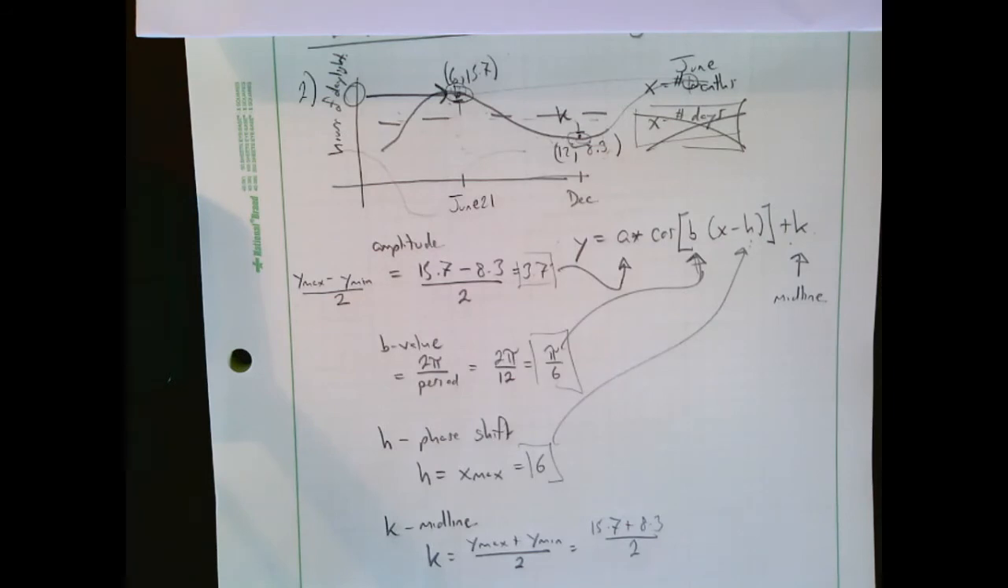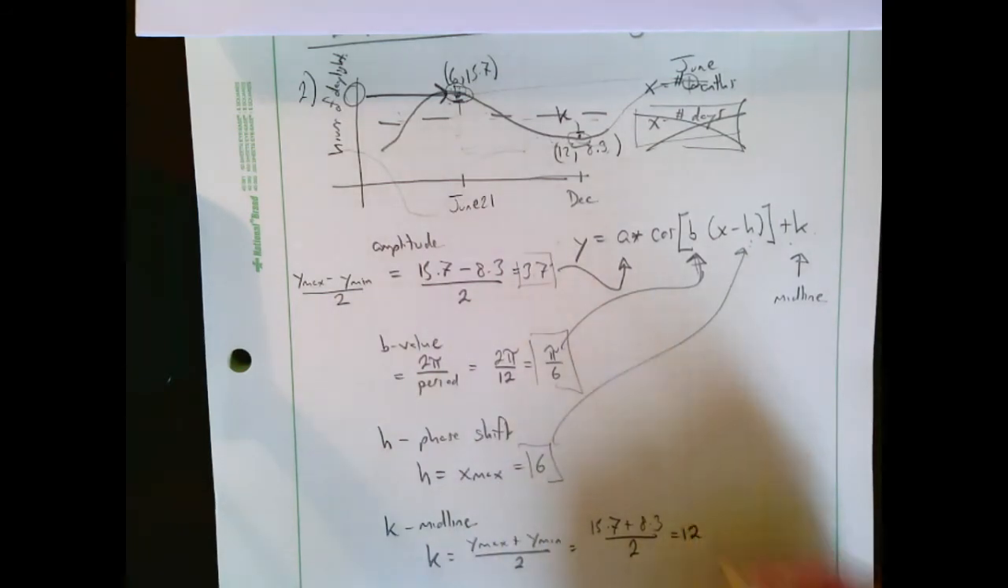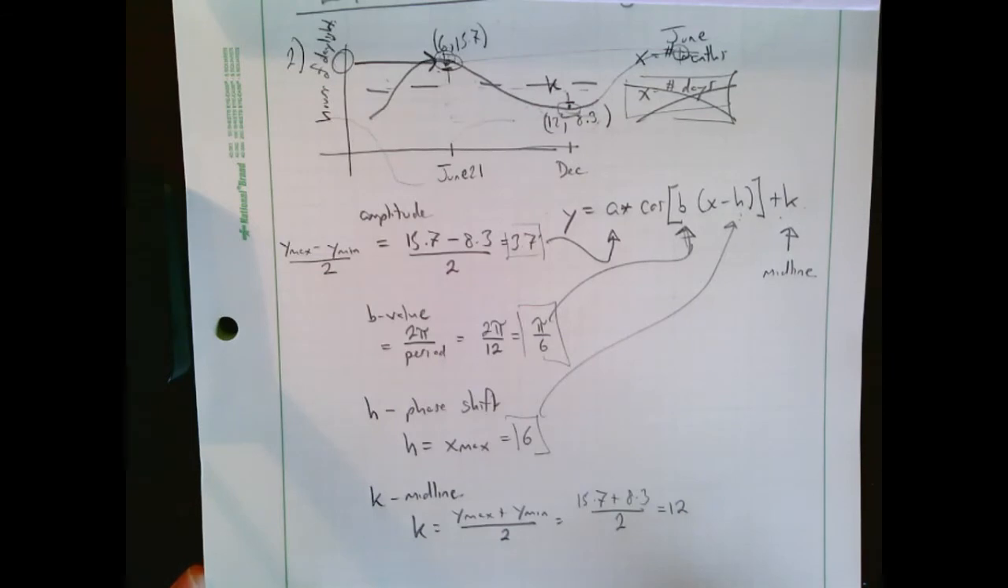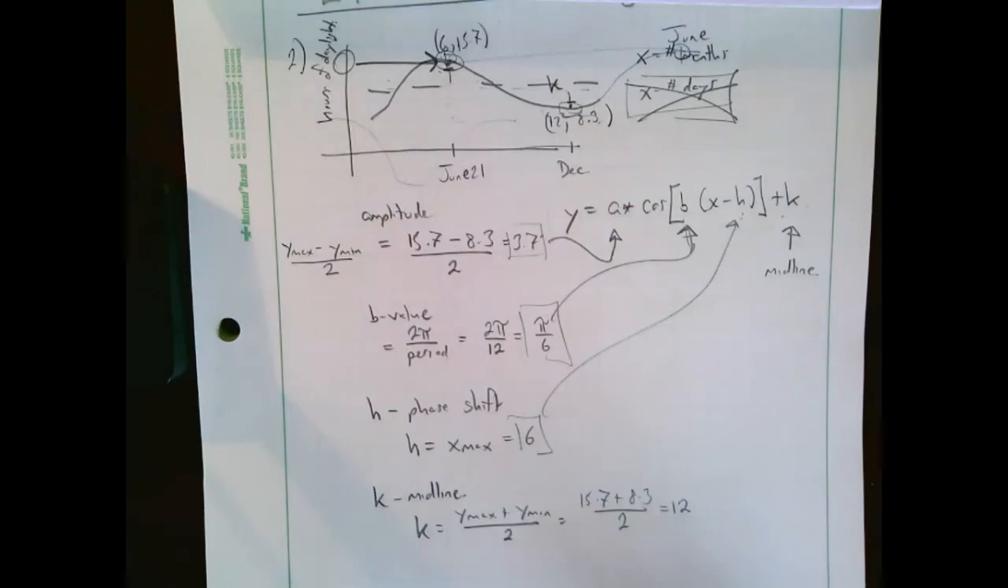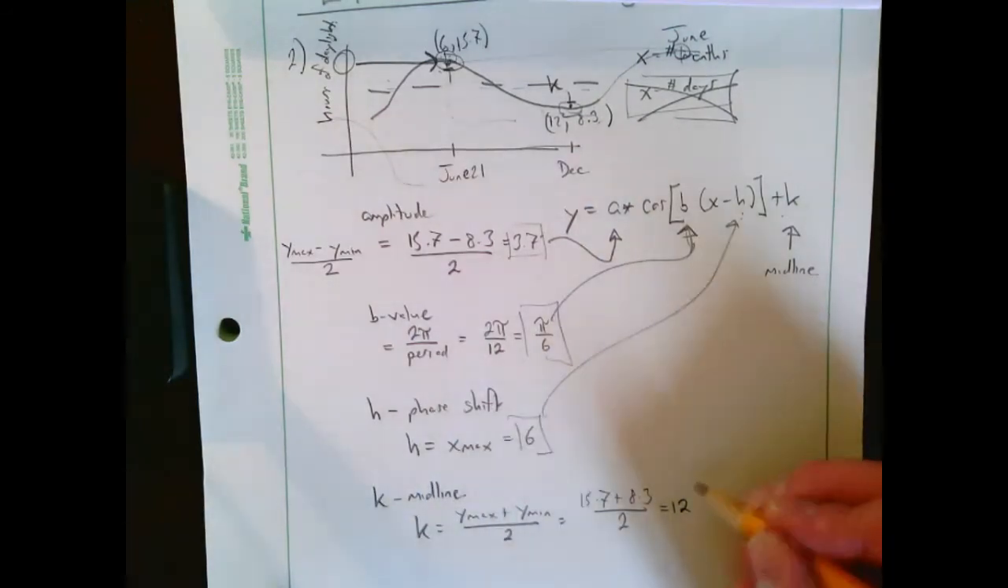So let's do this here. I've got 15.7 plus 8.3 is 24. Divide that thing by 2. It looks like my midline is 12, which makes sense that your midline is going to be 12 hours of sunlight a day. Okay, let's put all of this together.